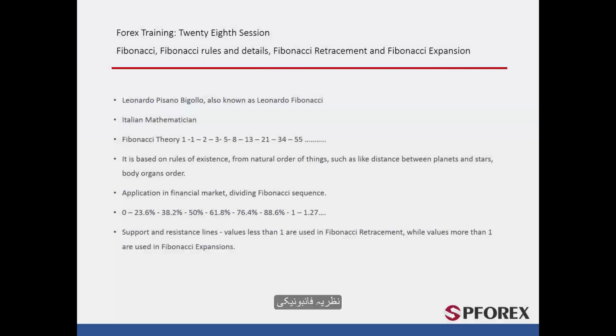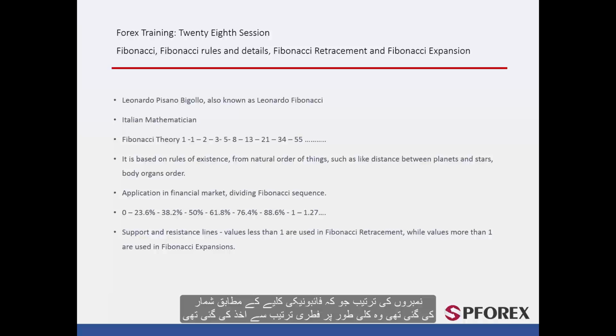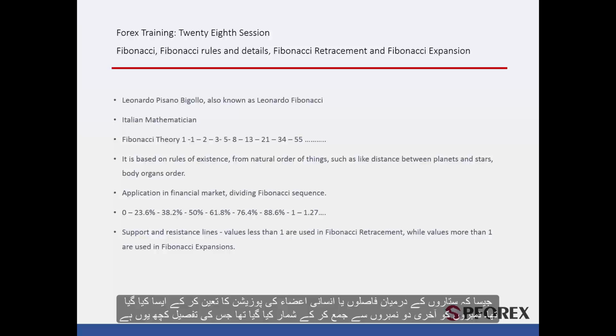Fibonacci Theory. Leonardo Pisano Bigolo, also known as Leonardo Fibonacci, an Italian mathematician, proposed his theory on a population growth rate formula. The sequence of numbers calculated by the Fibonacci formula is derived from all natural orders, such as distances between stars, or even the position of human organs.